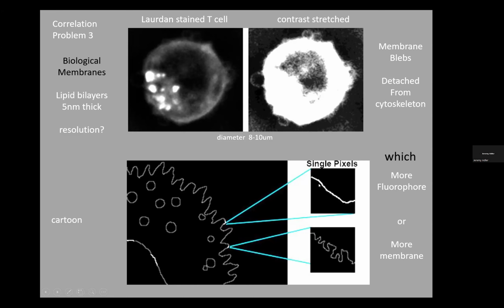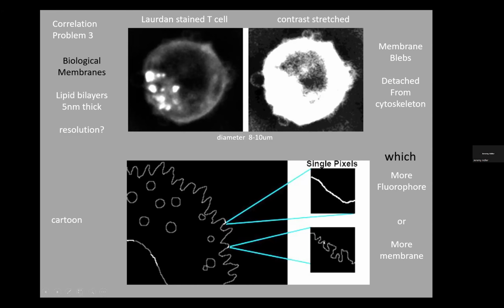So in a cartoon form, where we have a membrane, and we're just saying, if we could blow up the pixel to see exactly what's there, we could find that a pixel is intense because there is in fact more fluorophore there, or it could be intense because there is more membrane there. So it has an average amount of fluorescence, but because there is more membrane, this pixel is more intense than that one. How is this going to be affecting our correlation measurements?